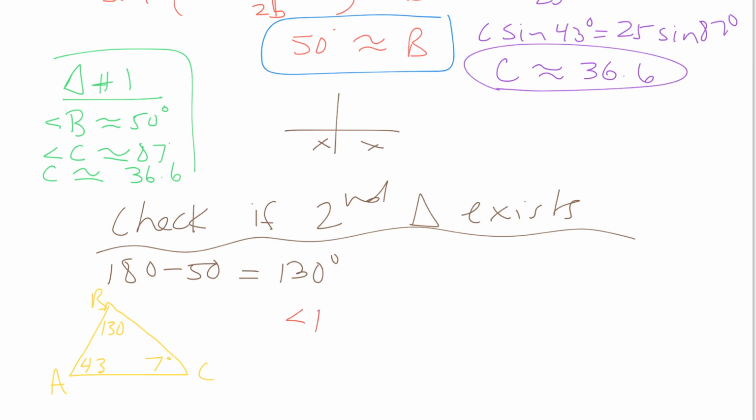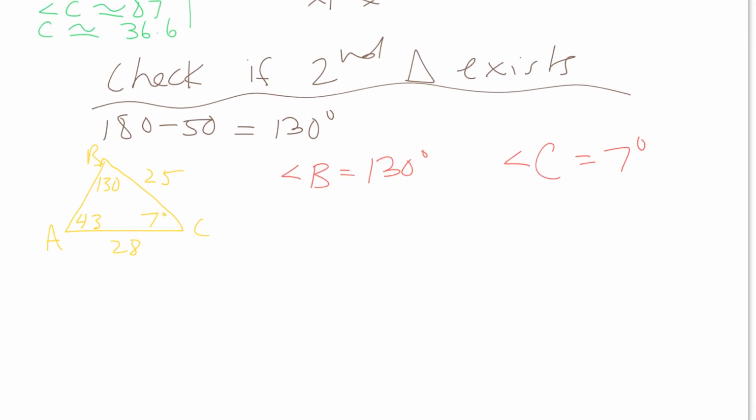We know angle B is equal to 130 degrees, and we know angle C is equal to 7 degrees. Then we need to go ahead and find side c. Our original triangle values are still the same. This is still 25, we still know b is 28, and we need to find little c.